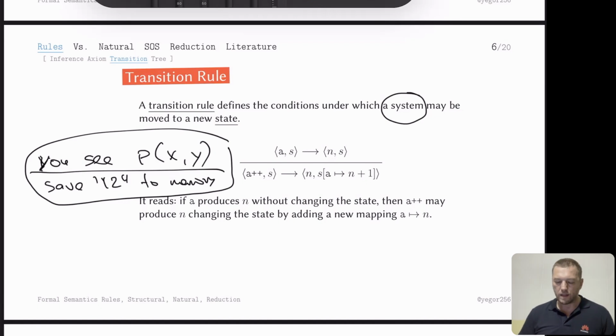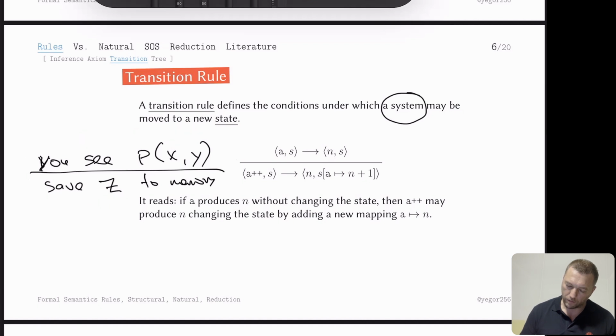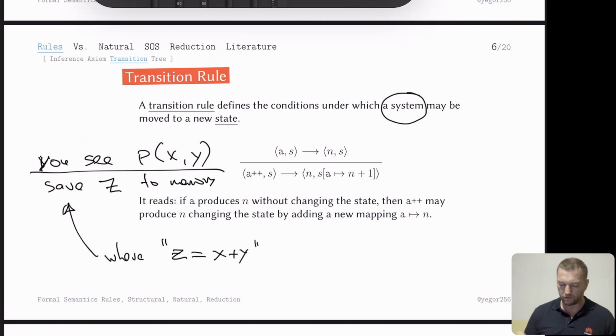and y, then save z to memory, where I will make a note for you in this inference rule. I will add some information to the rule here, like a comment, and say where z equals x plus y. Just a note for you. So now I perfectly explain the semantic of my calculator.